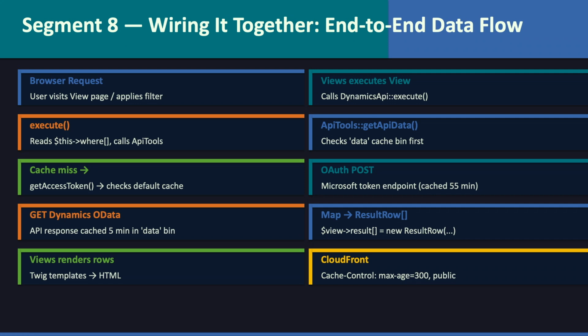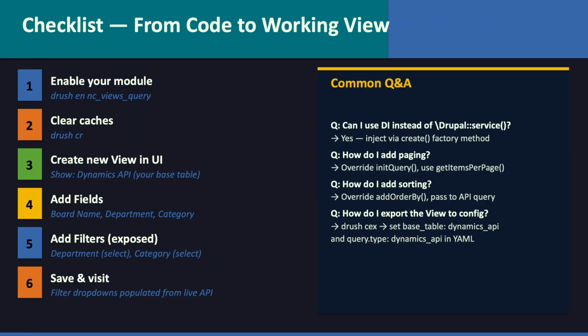Yeah, cool. So once you've got this all built, you enable your module, clear your caches, you create the view through the Views UI. Make sure you define all the fields that you want to be visible. You add the filters. In our case, we had departments and categories as user exposed filters, and save it and visit it.